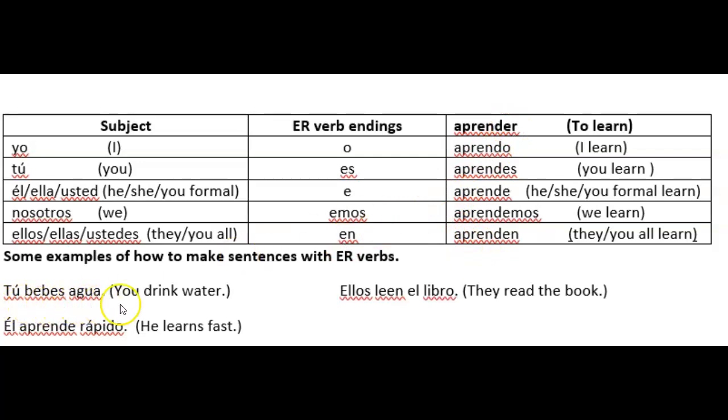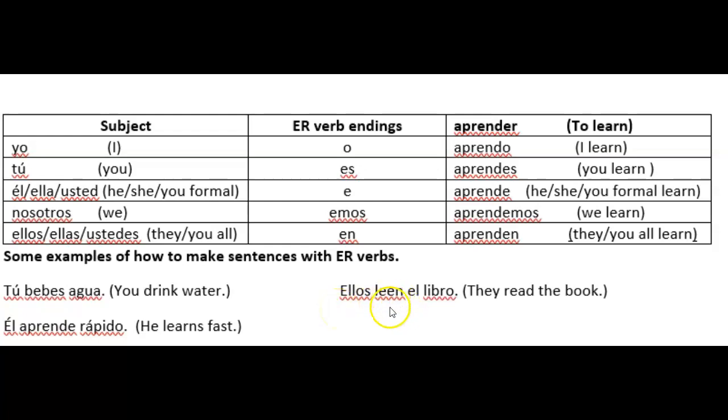Tú bebes agua. The verb in this sentence is beber, to drink. We know that in the tú form, we change the ending to es. So instead of beber, we have bebes. Tú bebes agua.